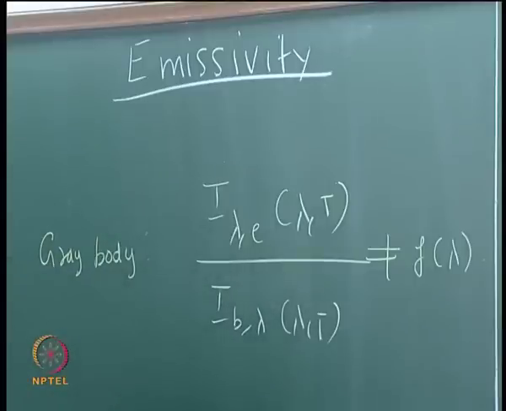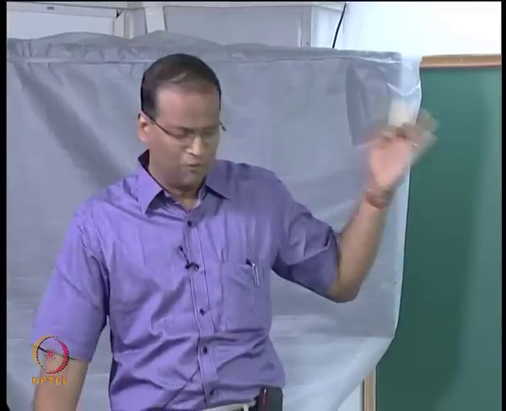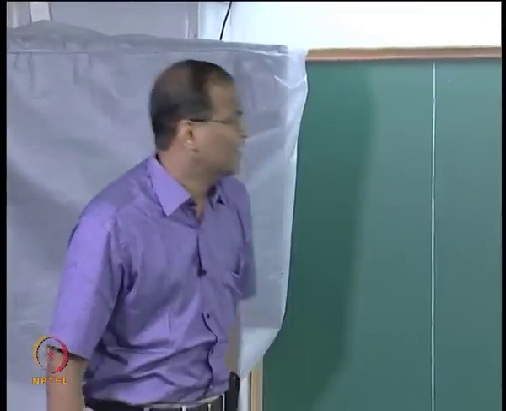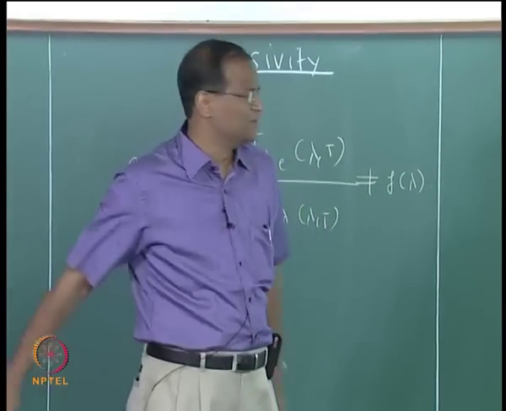So we are already looking at a dimensionless quantity, and I am putting it under the heading of emissivity. The formal definition of emissivity will follow. Before that, we look at some qualitative aspects, and then we will formally and mathematically define emissivity.